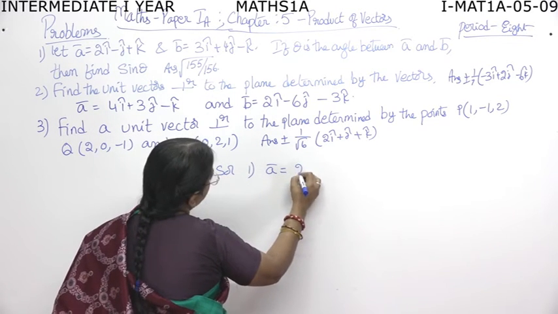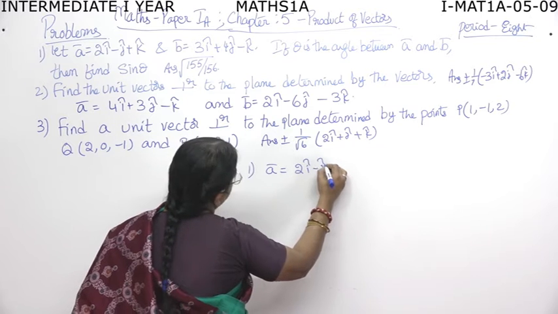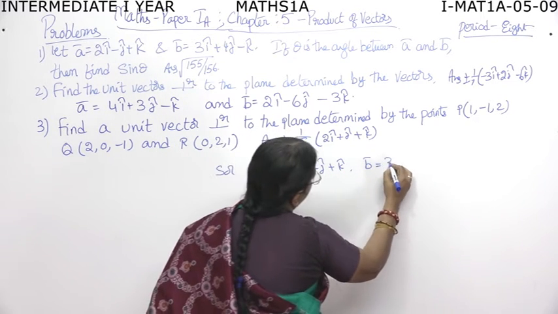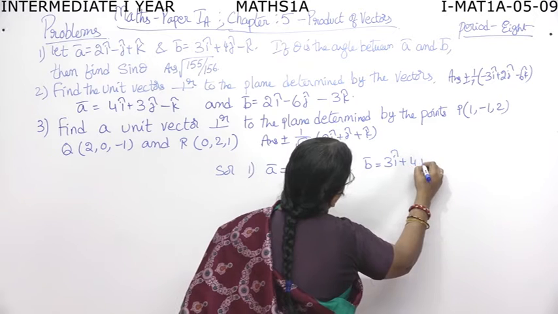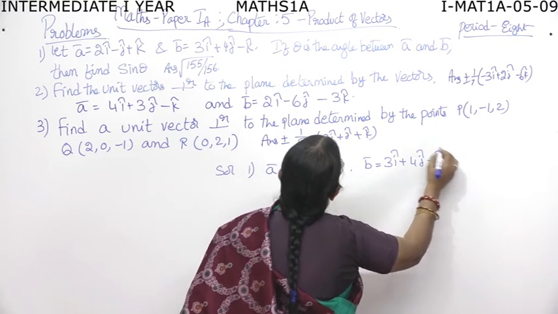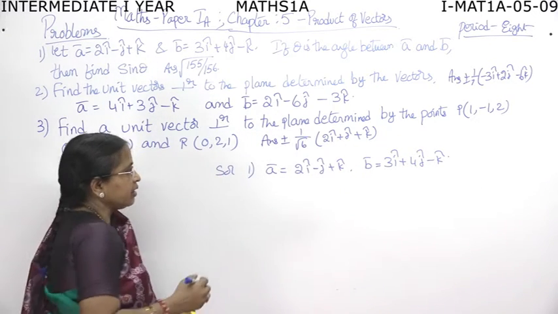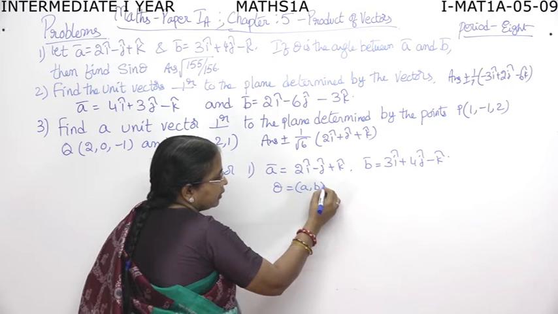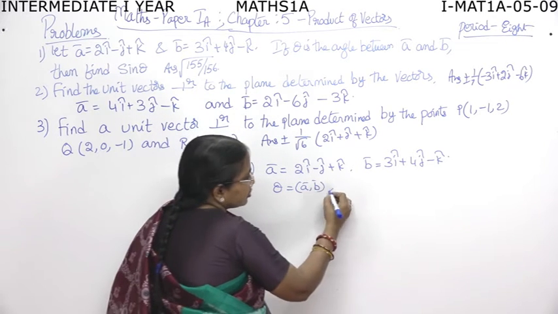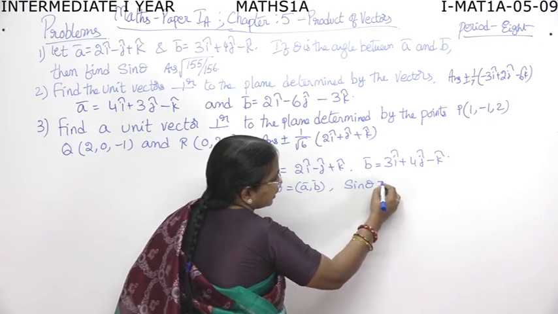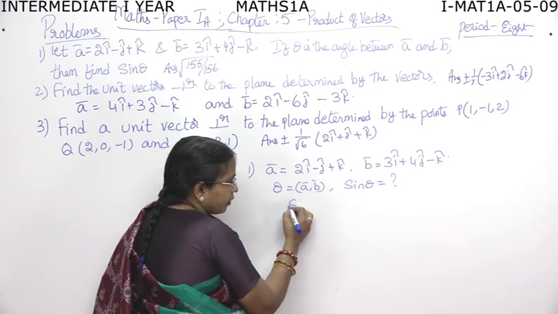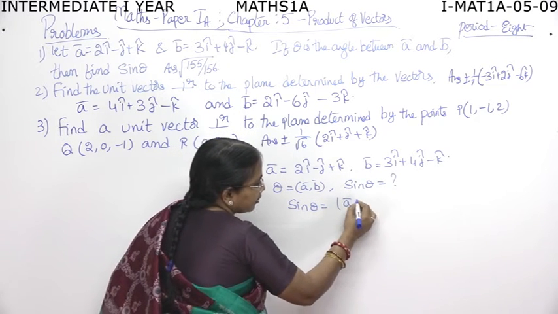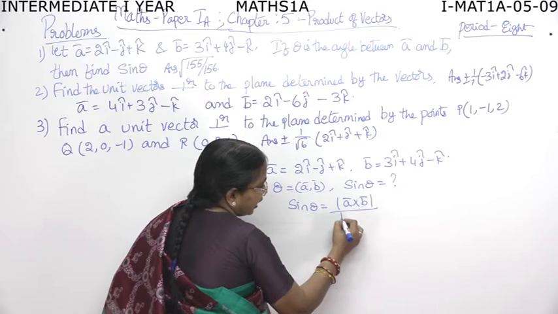A is equal to 2i minus j plus k, and B is equal to 3i plus 4j minus k. We know the sine theta formula, where theta is the angle between A and B. This is also given. So what is sine theta? We know the formula: sine theta is equal to mod of A cross B by mod A into mod B.